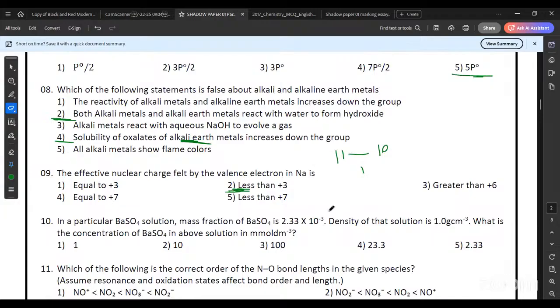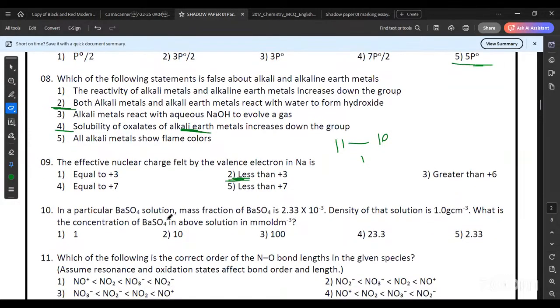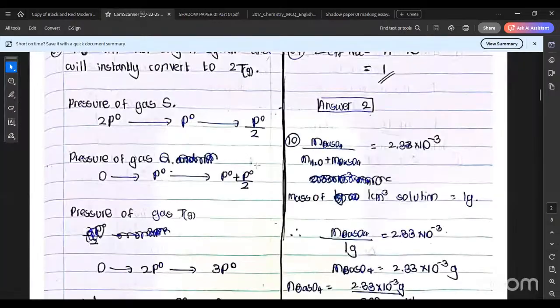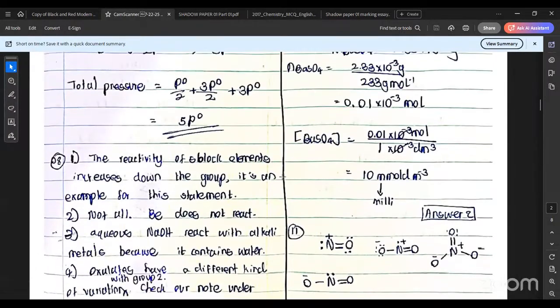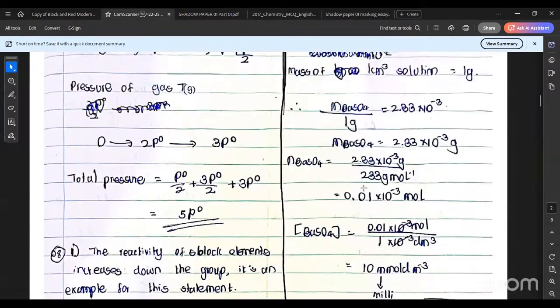Then the next one, barium sulfate. In a particular barium sulfate solution, the mass fraction of barium sulfate is 2.33 × 10 to the power minus 3. The density of the solution is 1 gram per cubic centimeter. What is the concentration of barium sulfate in the above solution in millimoles? And this is not a printing mistake. It's millimoles per cubic decimeter. And then you have the answer here.